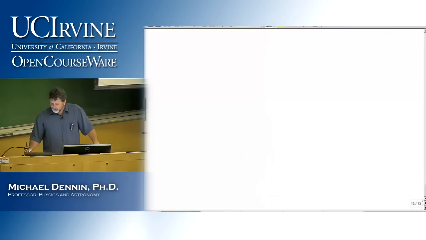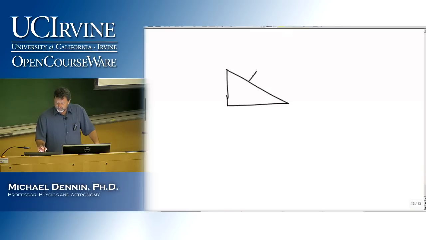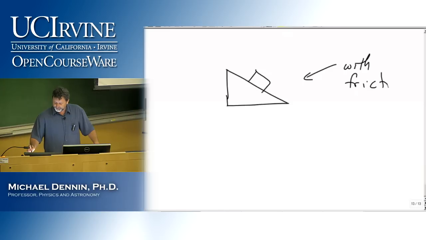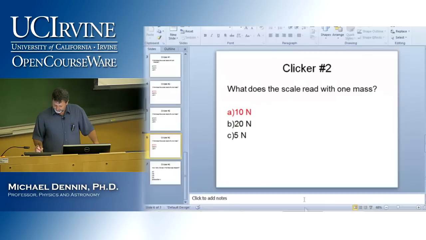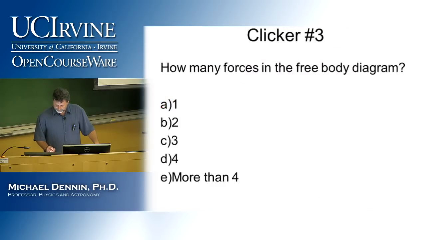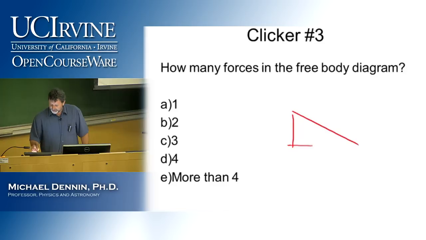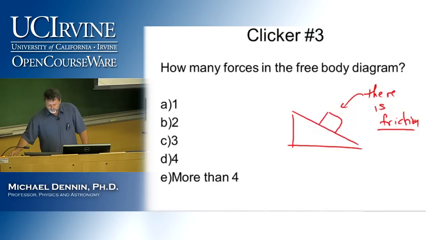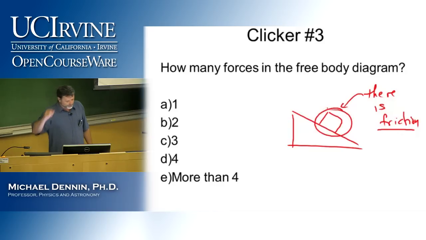So let's ask one final clicker question. Let's suppose you had a block on a ramp with friction. I'll redraw it right here. So we have a block, a mass sitting on a ramp, and there is friction. When you draw the free body diagram for this block, how many forces are going to be in your free body diagram?